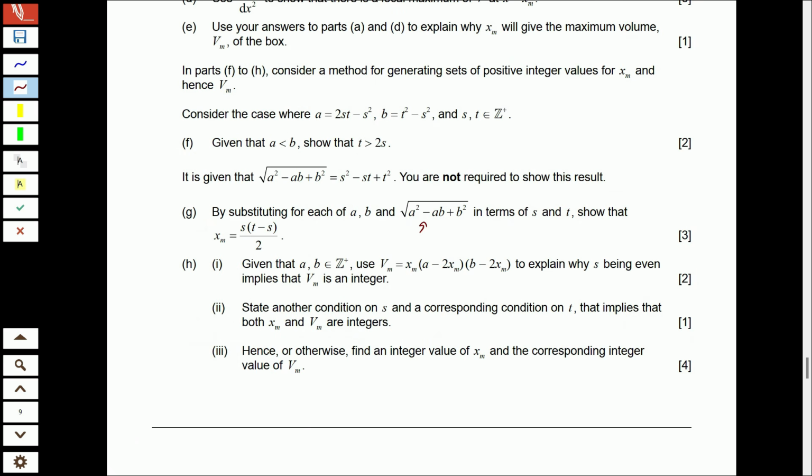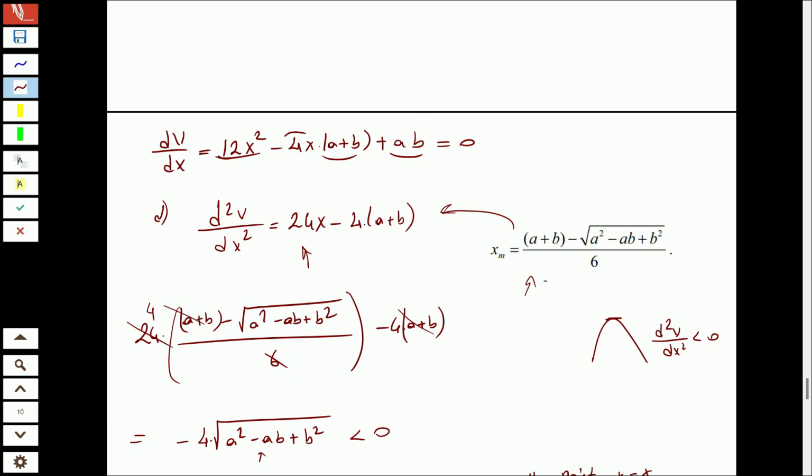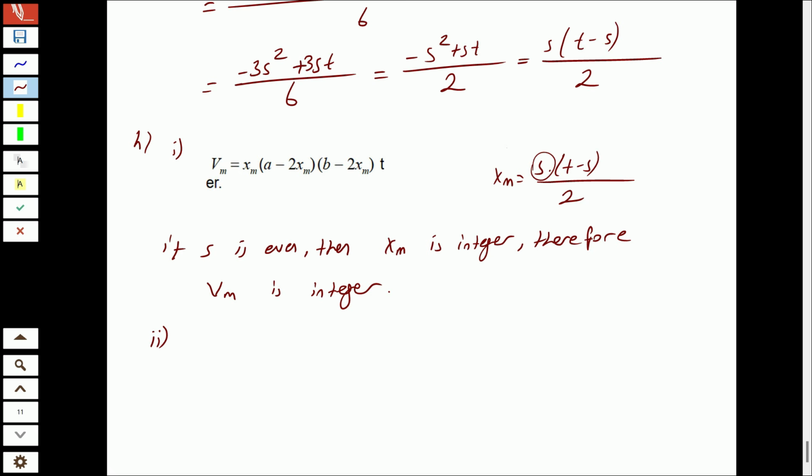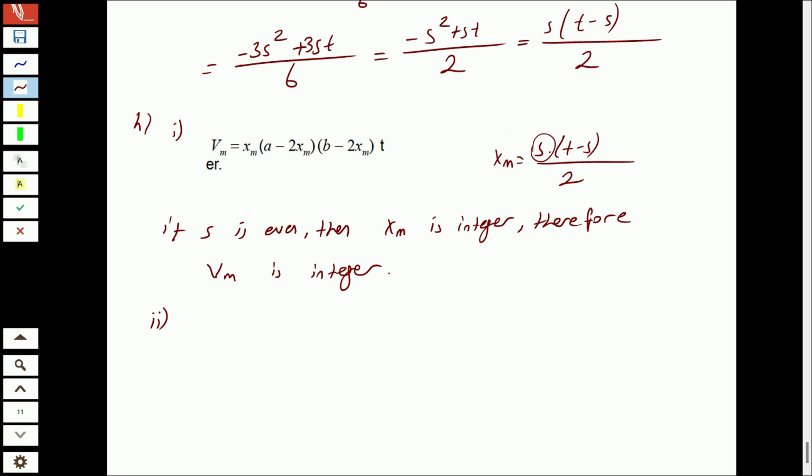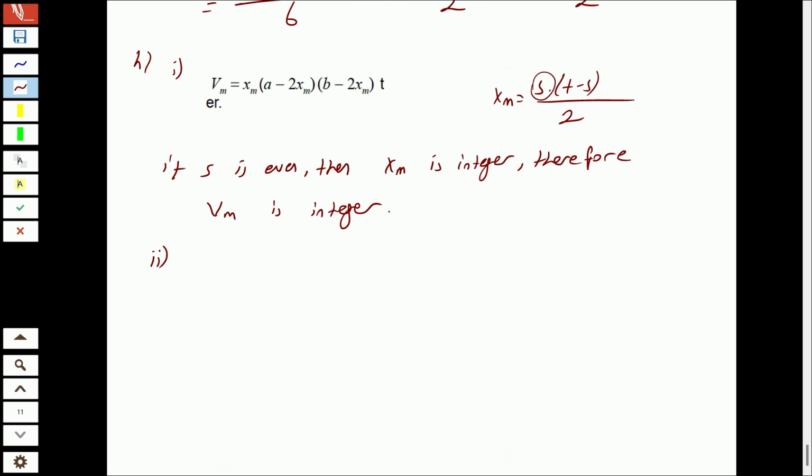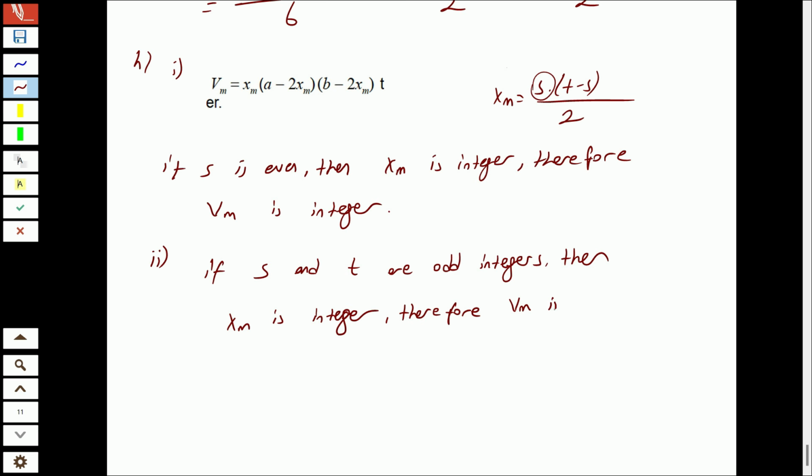The next question is, state another condition on s and the corresponding condition on t that implies that both x sub m and v sub m are integers. The first case is s is even, but if we choose that s is odd and t is odd, if s and t are odd integers, then x sub m is an integer, therefore v sub m is an integer.